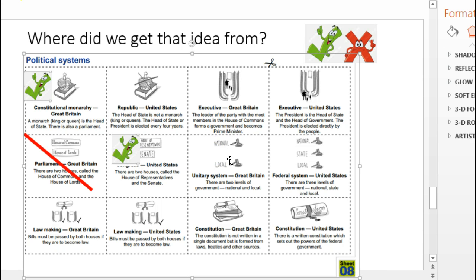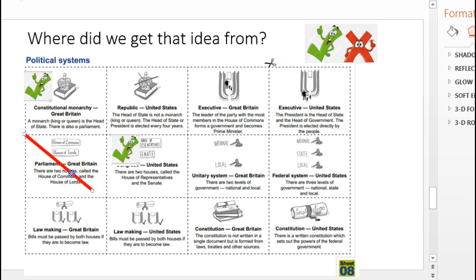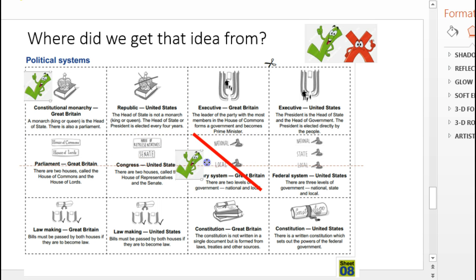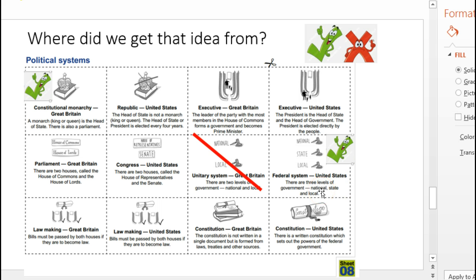Our next one. In Great Britain, they have two levels of government, the national and the local. Do we have two levels of government? No, we have three. So, this one is a no. We did not take that idea from Great Britain. For United States, they have three levels of government, national, state, and local. And yes, we do have three levels of government, so that would be correct there.